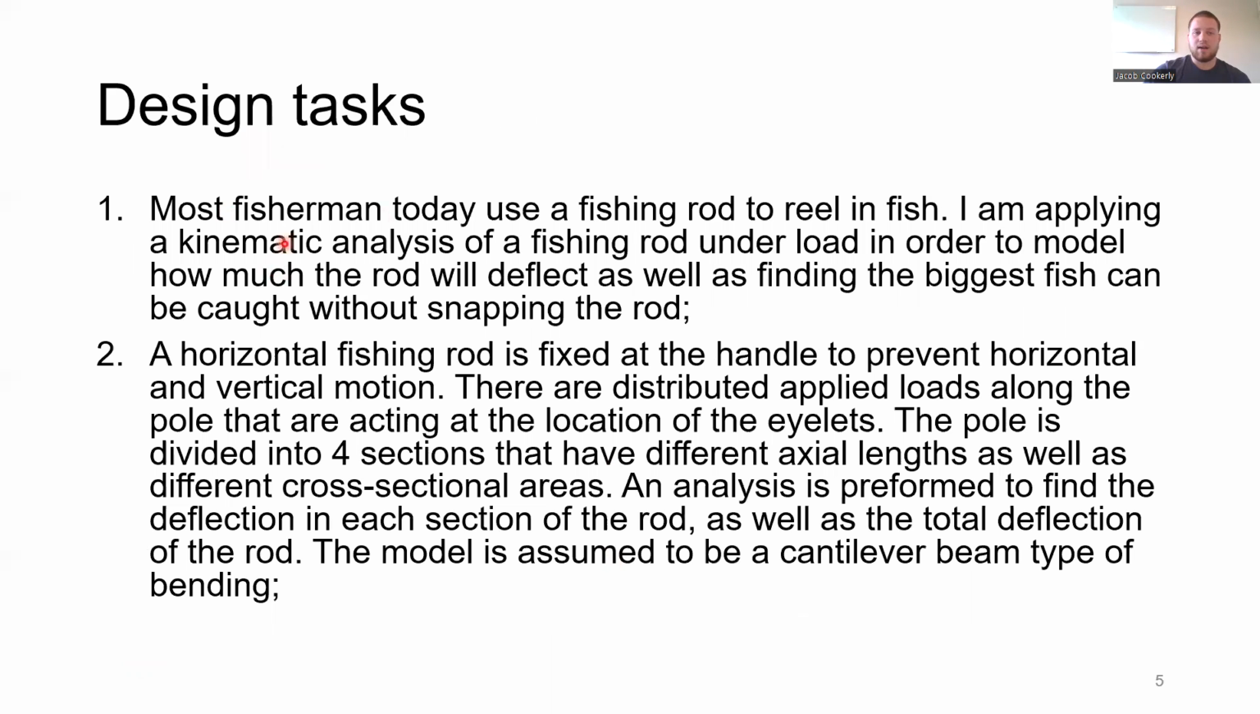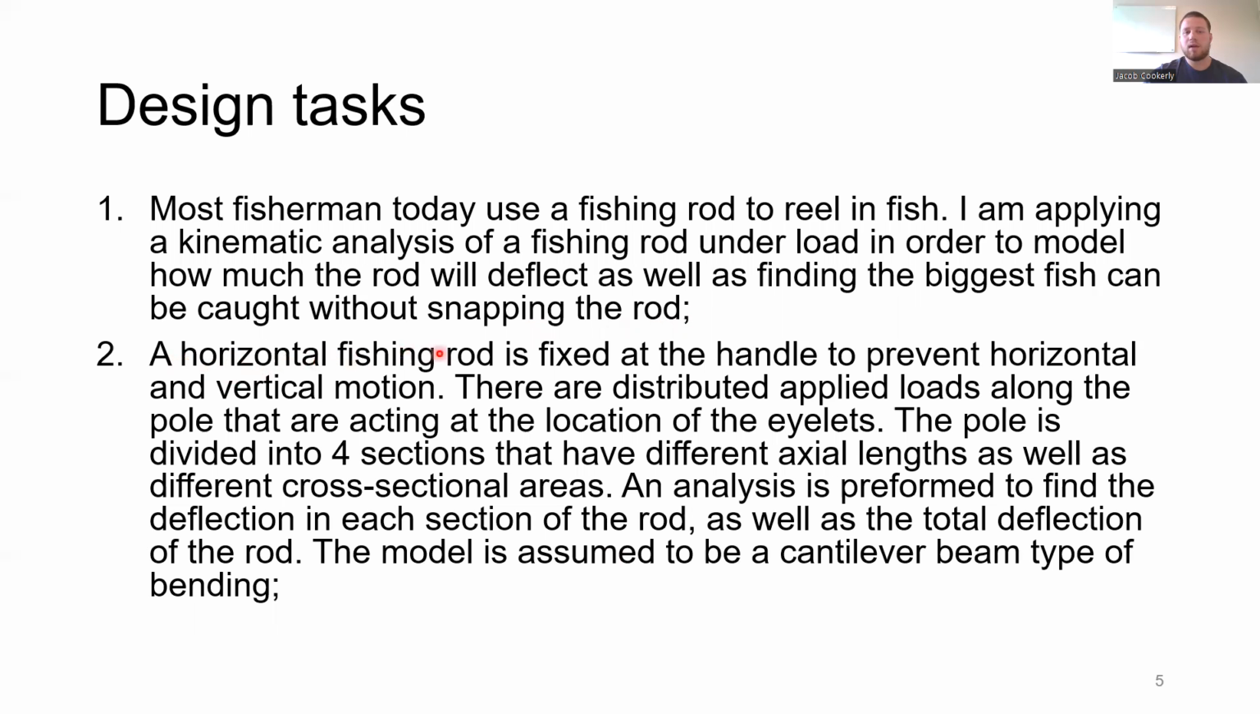Design tasks. Most fishermen today use a fishing rod to reel in fish. I am applying a kinematic analysis of the fishing rod under load in order to model how much the rod will deflect, as well as finding the biggest fish that can be caught without snapping the rod.